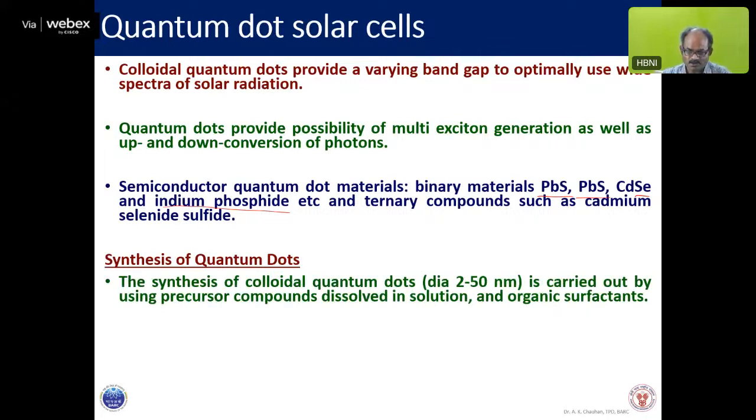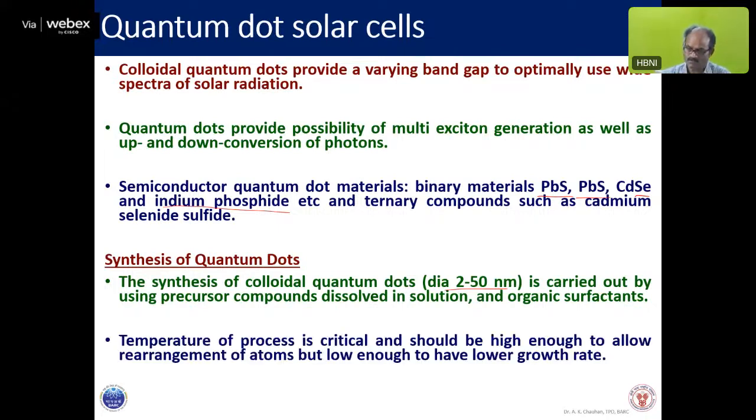Synthesis of colloidal quantum dots of diameter typically 2 to 50 nanometer is carried out using precursor compounds dissolved in solution and organic surfactants. This is how we make them. The temperature of the process is very critical. There should not be any agglomeration.